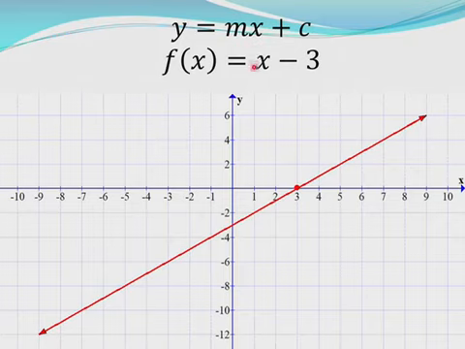The gradient is 1 because if we take positive 3 and there we have minus 3, remember minus 3 divided by positive 3 will give us positive 1. So in a very real sense, our gradient there is positive 1.